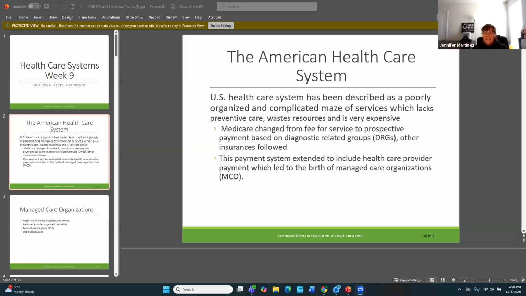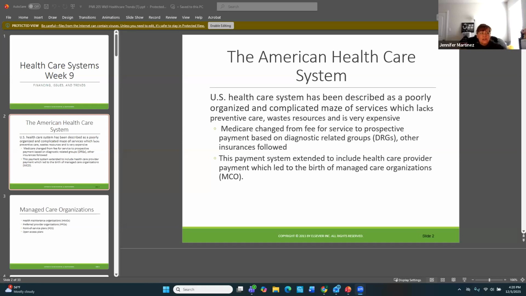Then in the 1980s, Medicare changed from fee for service to something called a prospective payment system, which is based on DRGs, or what we call diagnostic related groups. So hospitals were paid based on their DRG. A big focus there with the DRGs was to minimize how long patients stayed in the hospital.